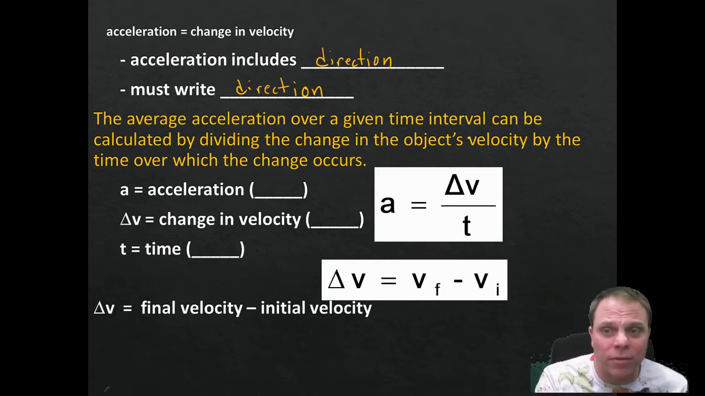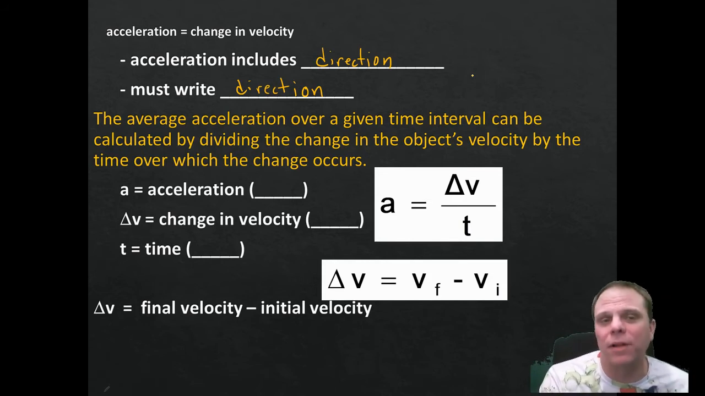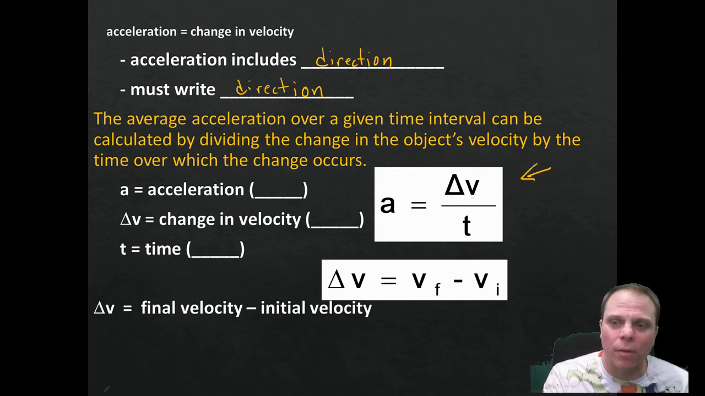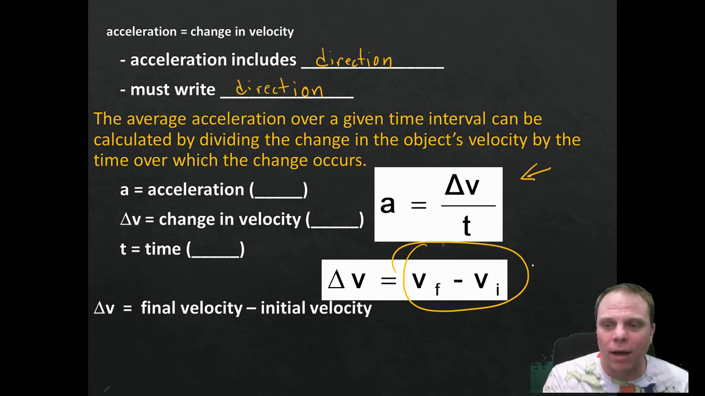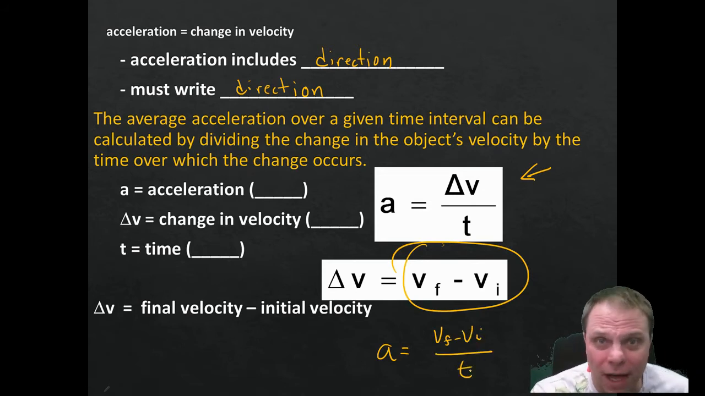All right. The average acceleration over a time interval can be calculated by dividing the change in the object's velocity by the time over which the change occurs. This is the formula you're going to use, but sometimes you'll see that formula broken down where the VF and the VI are all written out. So you might actually see this formula written as VF minus VI over t. Now, VF is final velocity, VI is initial velocity.